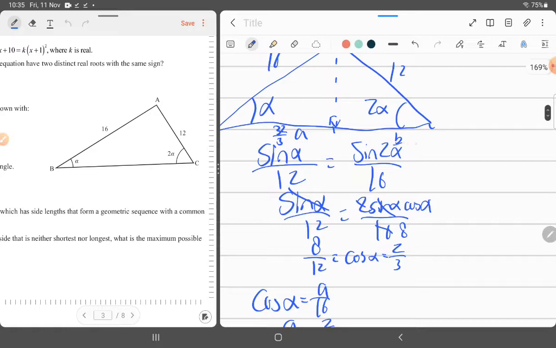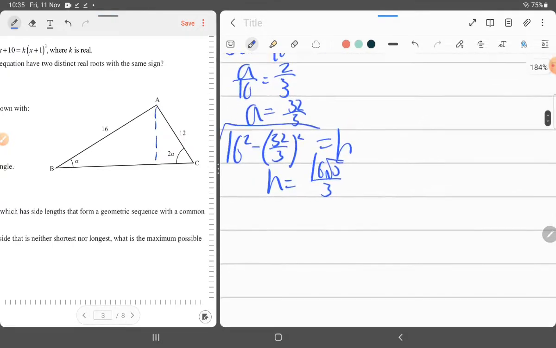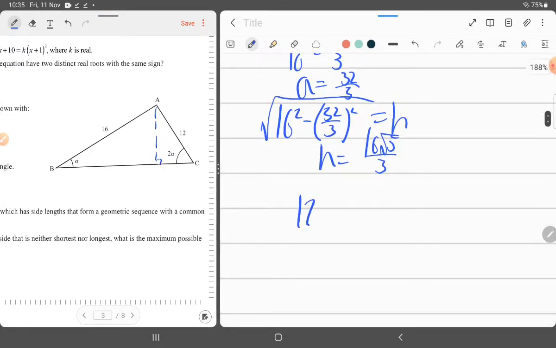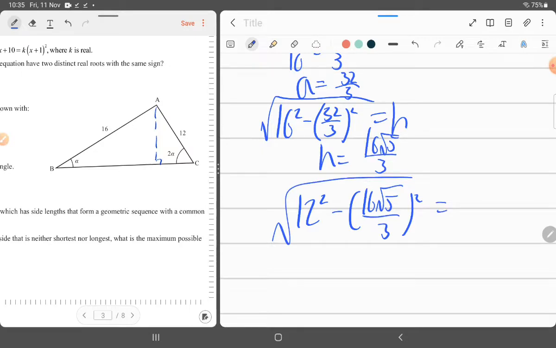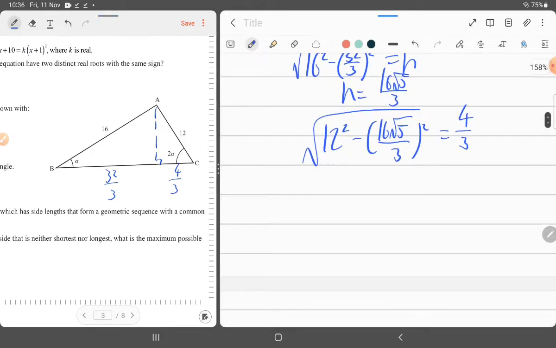And we need to also get this base, so maybe I'm going to just break it down to here. Then we can just use SOHCAHTOA again. So 12 squared minus (16 square root of 5 over 3) all squared, square root of that, which is equal to 4 over 3. So this is 32 over 3, 4 over 3. So the total length of the bottom, BC, is equal to 12, because 32 plus 4 is 36, over 3.